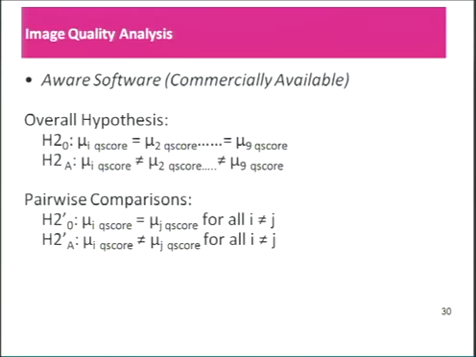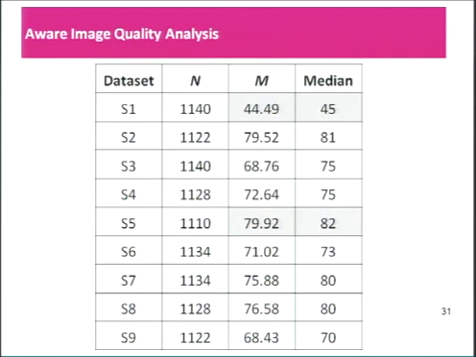So the next step performed was a very similar methodology, but here we looked at the image quality of the data sets, and the idea was to see if the mean image quality scores for these 9 different data sets are statistically similar or not. And again, looking at this table of the average image quality scores, you can see data set S1 had the lowest image quality score, and data set S5 actually had the highest image quality score.